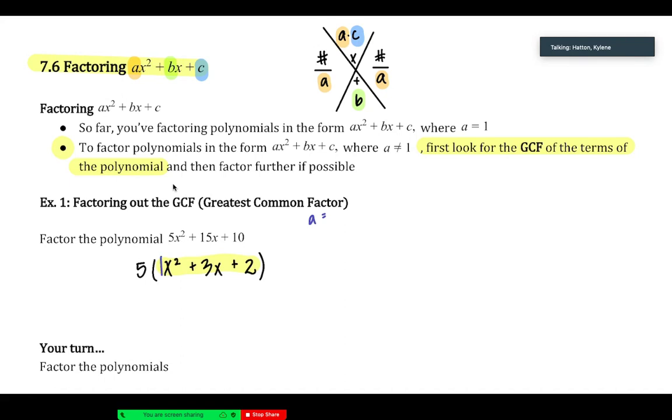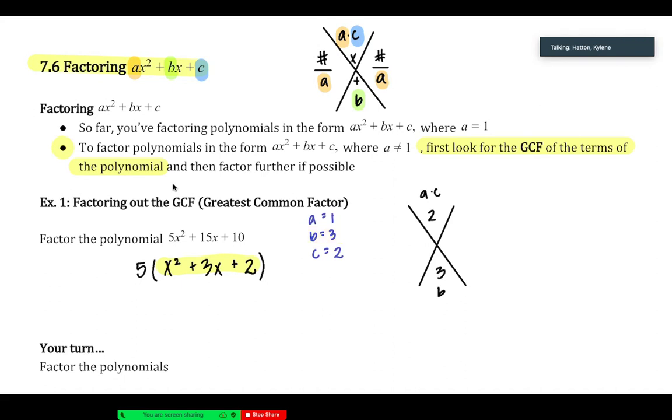A is the coefficient of x squared, so that's 1. B is 3, the coefficient of x. And c is the constant, the number that doesn't have the variable, so that's 2. And then I can draw my big X. And in my X, A times C goes on top. So that's 1 times 2, so 2 goes on top. B goes on bottom, which is 3.